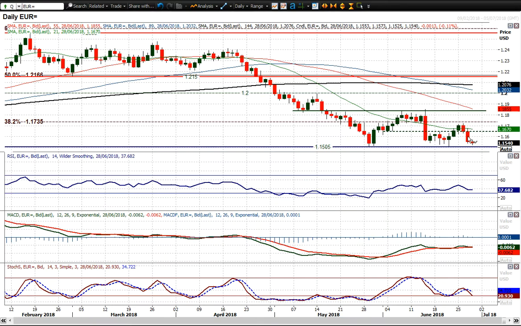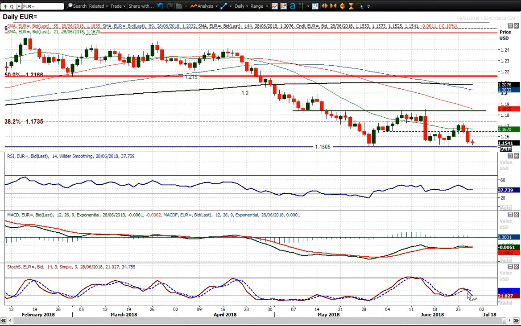Looking at euro dollar, which fell sharply yesterday. A big strong bear candle, actually two strong bear candles in a row now, and it really is eyeing up this support at 1.15 big figure again, 1.1505 to the pip. But that is a key floor on euro dollar.